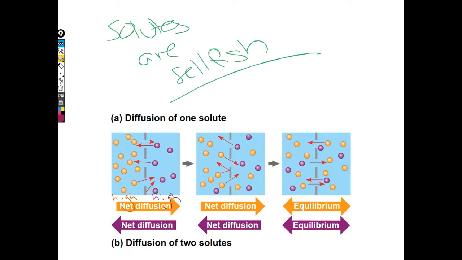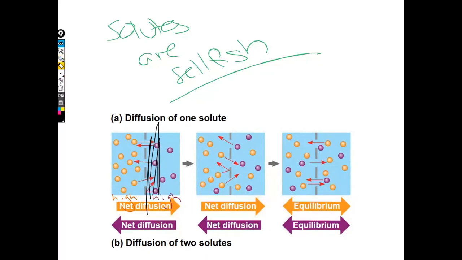So when you're doing a diffusion problem, treat each part of it totally separate, so you can do it in a step-by-step process. The first thing I'm going to do is look at this and ask, what is the orange stuff going to do? I'm just going to cover up all of the purple stuff and say, what are my orange particles going to do?